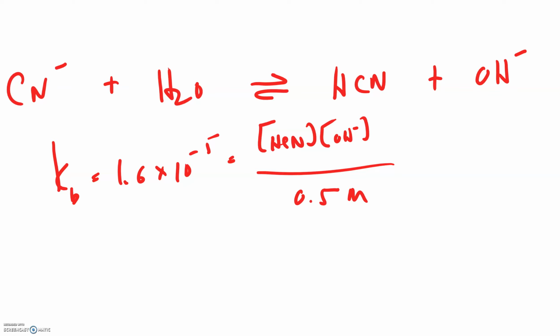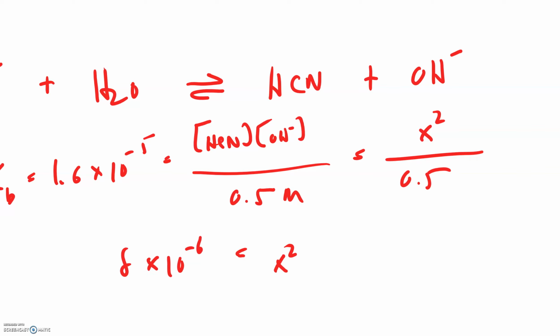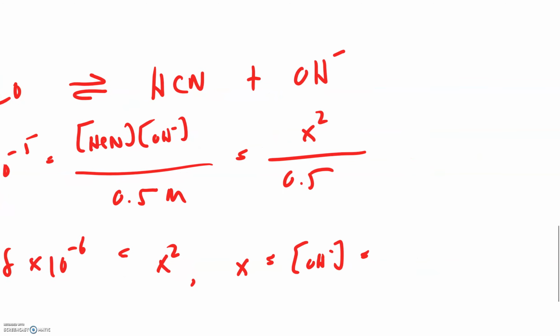So I'm going to calculate OH minus, then we'll do our test to make sure that this works, and then we'll get pH. Remember that these are both going to be x, so this is going to be x squared over 0.5 molar. If I take 1.6 times 10 to the negative 5th and multiply it by 0.5, I get 8 times 10 to the negative 6th. So I have 8 times 10 to the negative 6th equals x squared. X, which is OH minus, is 0.028.